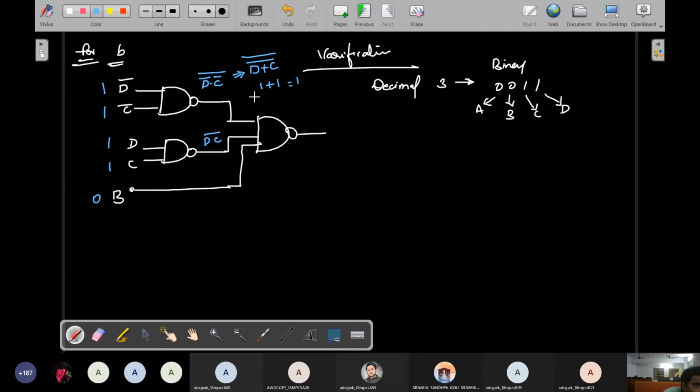1 plus 1 is 1. High plus high is always high only. So this is 1 bar, 1 bar. So see, this already came. DC bar means D value is 1 and C value 1 is 1, high only. So 1 whole bar is 0. So this input is 1 and this input is 0. Okay, and see, this is the 0.